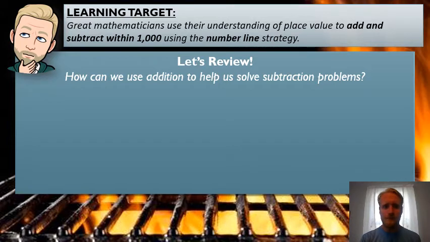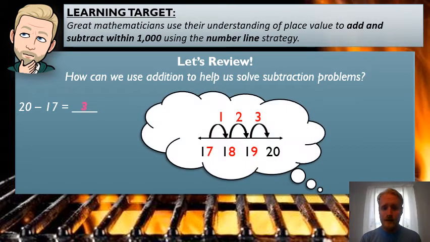All right, let's review. So first one, 20 minus 17. What would the answer be? All right, nice job. Yeah, the answer is 3. So using a number line, I can actually start with 17, jump 3 times, and I land at 20. So therefore, I know that 20 minus 17 is going to be 3. So we can use some adding on to help us solve. Let's take a look at a few more.